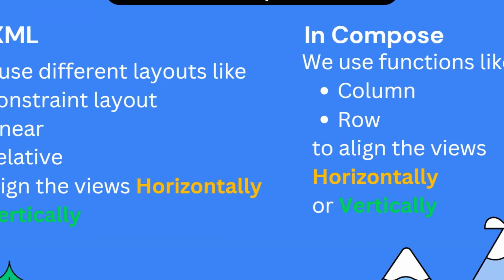But in Compose, we have functions like the column function and the row function. These column and row functions, as the name suggests, are similar to Microsoft Excel columns and rows, like columns and rows of a table. So if we want to align our composables, we do it using the concept of rows and columns in Compose. Other things also, like the text, the box, image, and a lot more. A card is there, and we'll be seeing a few of them today itself. So let's move to the next one.